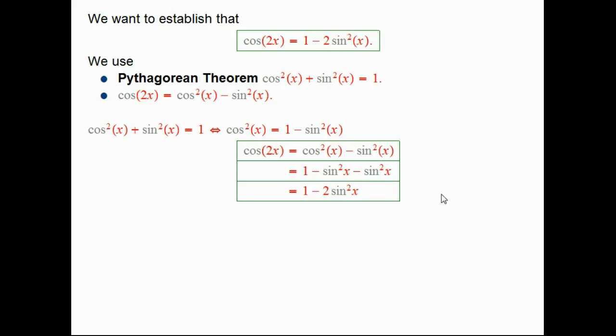So we have established the following trig identity. Cosine of 2x is equal to 1 minus 2 sine square of x. And this is the second double angle formula for the cosine function.